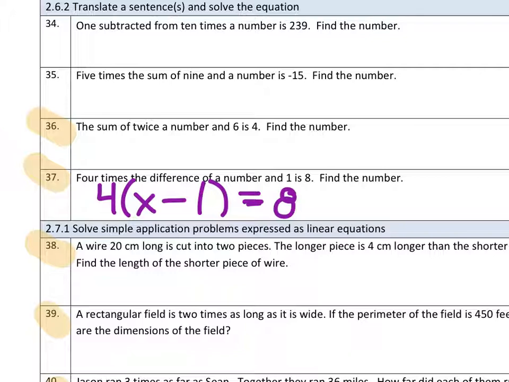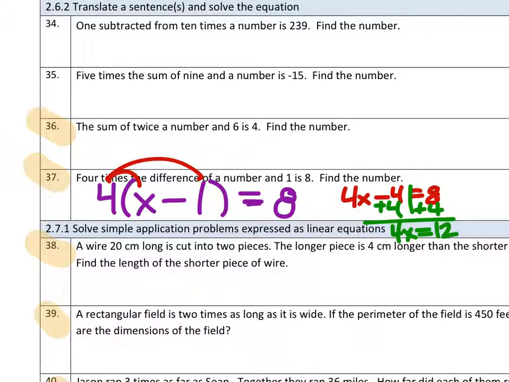Now it did tell us to solve this, find the number, so we can distribute the 4. That gives us a 4x minus 4 equals 8. And if we added 4 to both sides, we'd get 4x equals 12. And when we divide both sides by 4, I just kind of ran out of space there. 12 divided by 4 is 3. So x, again, I'm using x. You don't have to. But whatever value you had is 3.